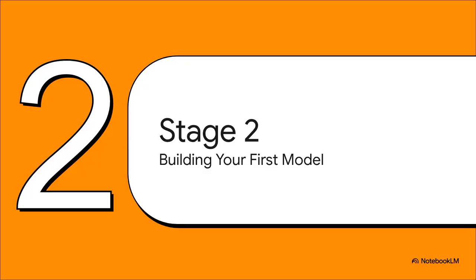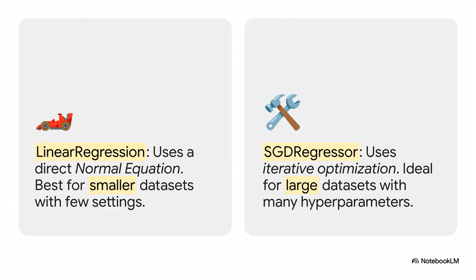All right, baseline set. Now for the fun part, building our actual model. And right away, scikit-learn gives us an interesting choice to make. So we've got 2 main roads you can go down. First, there's linear regression. Think of this as the automatic transmission car. It's simple, it's direct, it uses one clean math equation to get the job done. Great for smaller data sets.